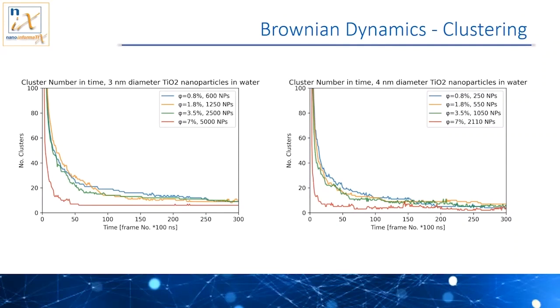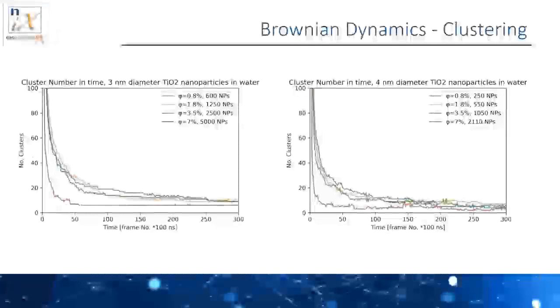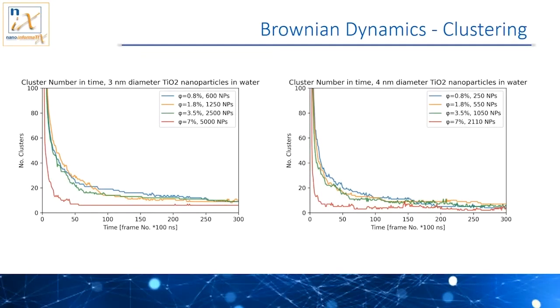Although the volume fractions are the same, in the case of the 4 nanometer nanoparticle there are much fewer nanoparticles in the box. But the aggregation is slightly faster in the case of larger nanoparticles.